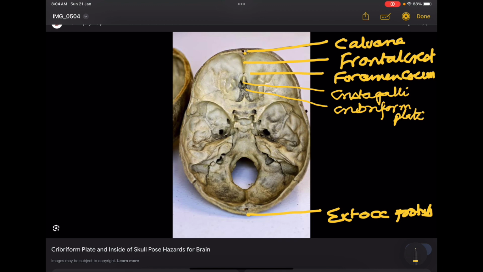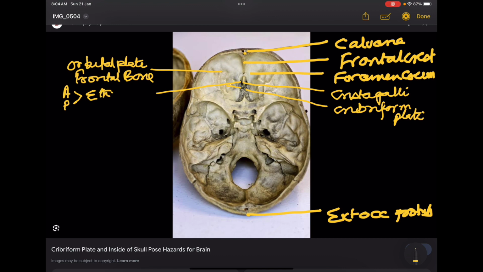Then you have these two foramina between the orbital portion of the frontal bone. This is the orbital plate of the frontal bone. And you see these two foramina opening up here, and these are the anterior and posterior ethmoidal foramina.